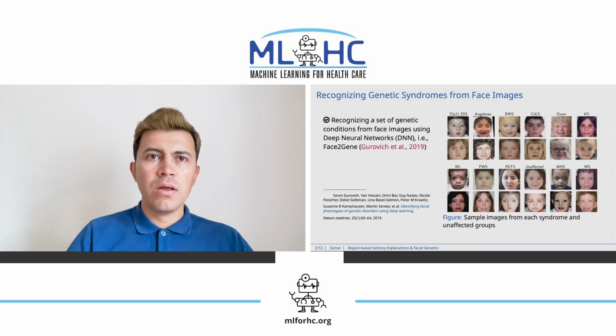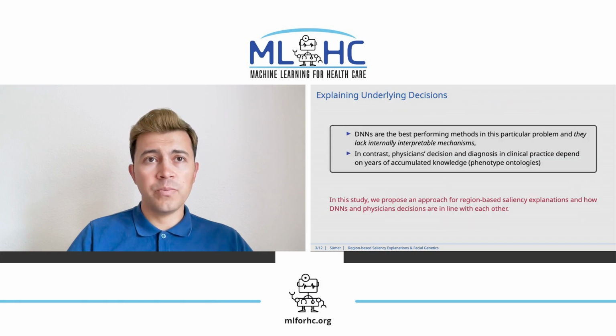Syndromes. Many rare genetic conditions cause facial dysmorphism and they can be difficult to recognize. Machine learning can help physicians' diagnosis and decision-making. Deep learning has also been used on this task, as in a recent work by Krawitz and friends, Phase 2 gene. However, DNNs lack internally interpretable mechanisms. They are trained with class labels. In contrast, physicians have years of clinical practice and knowledge such as phenotype ontologies.